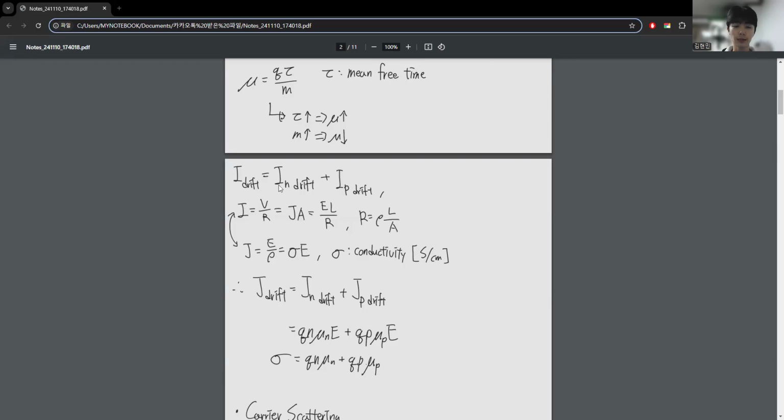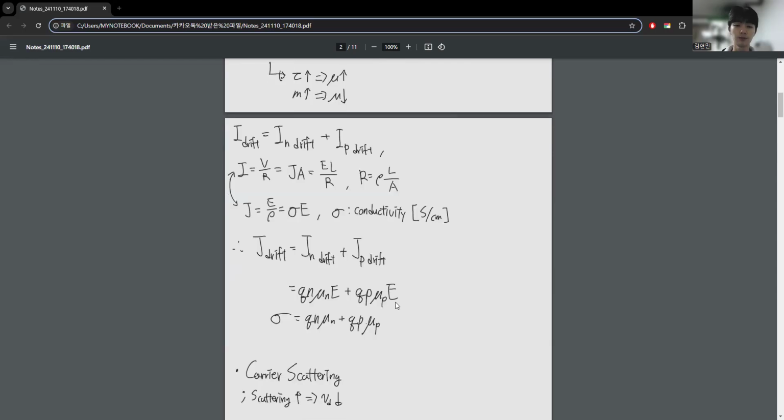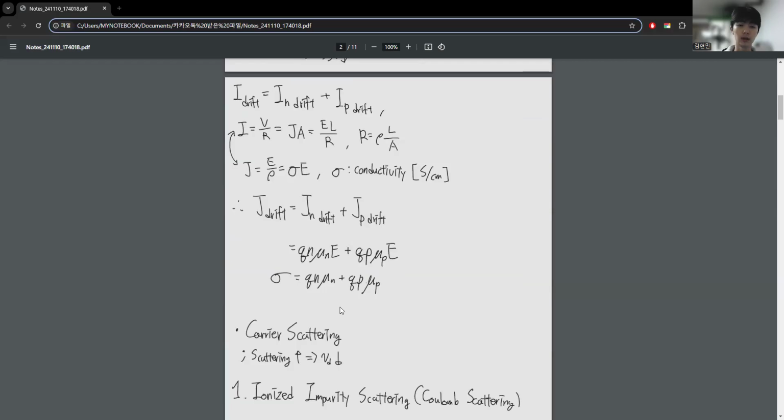So I drift, this equation, equals this equation. J drift equals Jn drift plus Jp drift. So Jn drift and Jp drift are q n mu n E plus q p mu p E. And conductivity equals q n mu n plus q p mu p.